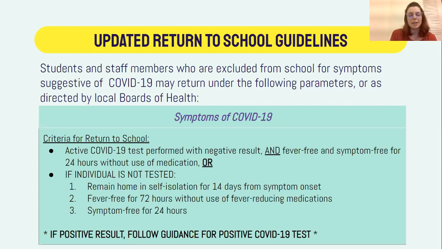Alternatively, in the event that an individual is not tested, in this case, there's either no access to testing at the time, there's a shortage of COVID-19 tests, or if the individual chooses not to be tested for their own personal beliefs, then they must remain home in self-isolation for 14 days from symptom onset. They must be fever-free for 72 hours without the use of fever-reducing medications, and they must be symptom-free for 24 hours, also without the use of symptom-suppressing medications.